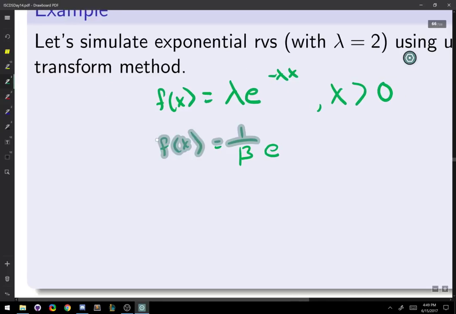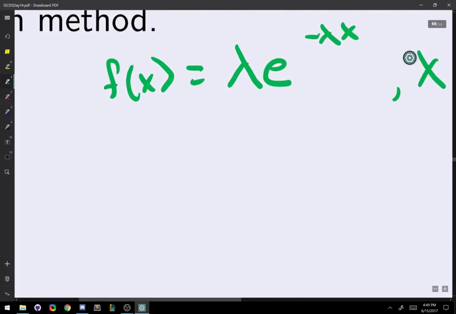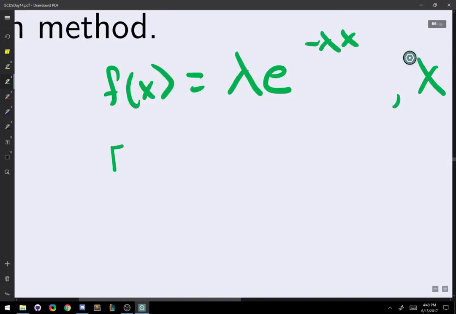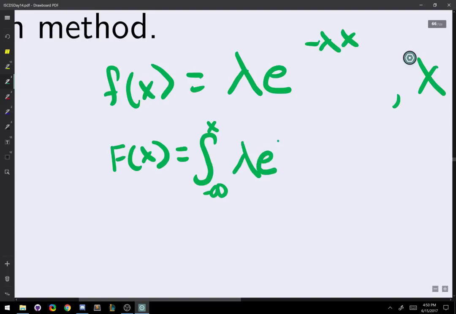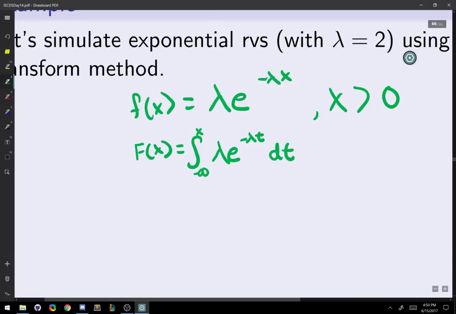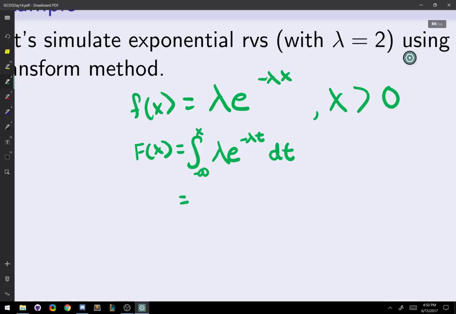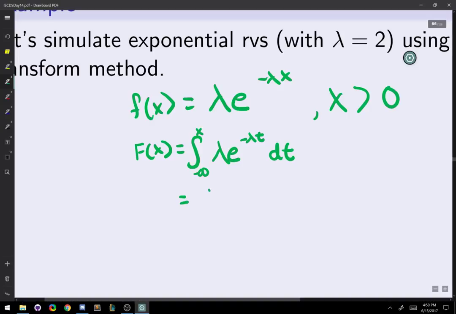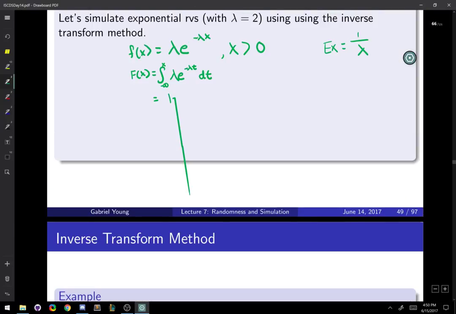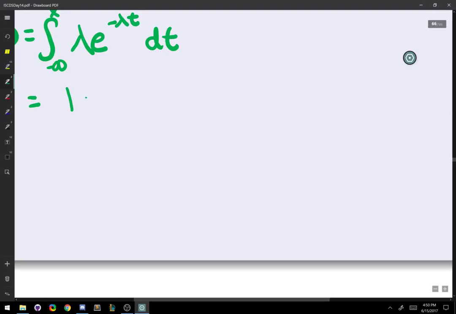So first we have to find the CDF. How do you find the CDF? Capital F of x, you integrate this guy from negative infinity to x, lambda e to the negative lambda t dt. So let's use t. It's easy calculus, use substitution. It's 1 minus e to the negative lambda x. So that's the closed form CDF of the exponential distribution.